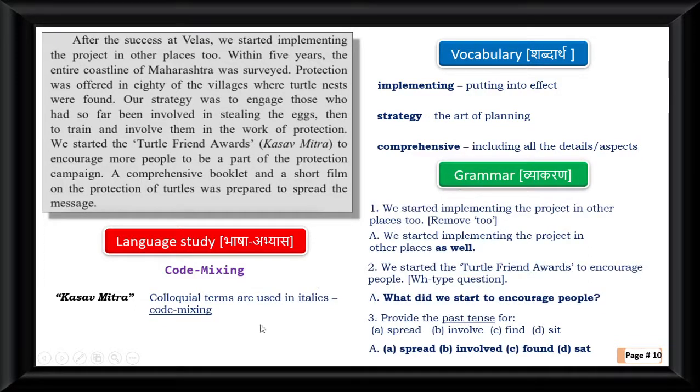Grammar. 3 questions. We started implementing the project in other places too. Remove "to" is what they want us to do. We started implementing the project in other places as well. I think this is the easiest question that we have studied today, or in this lecture.